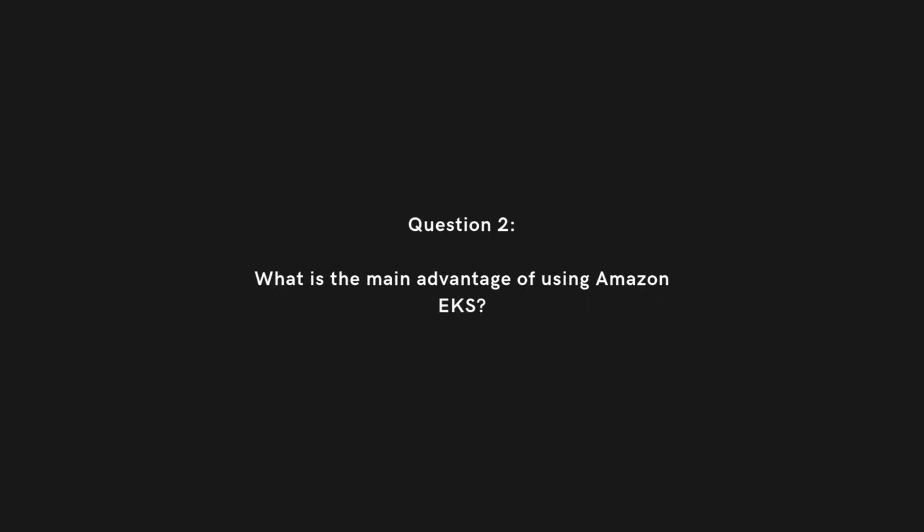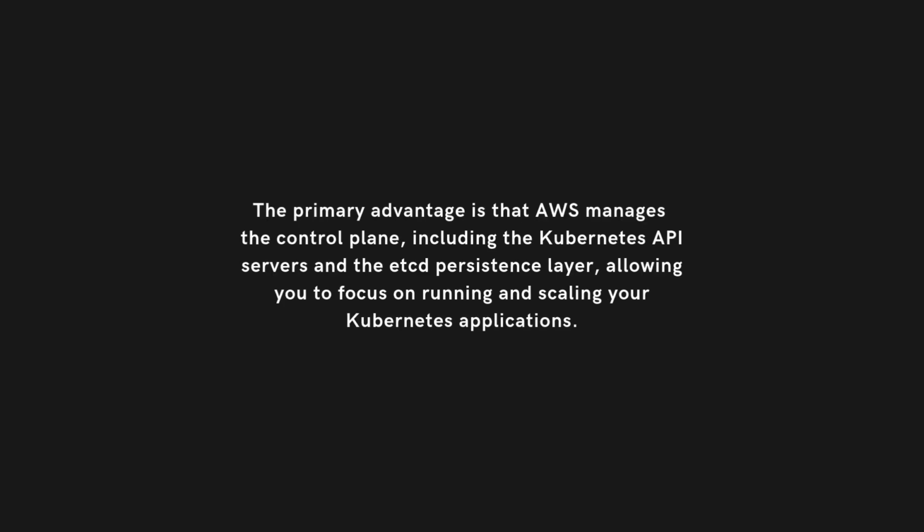2. What is the main advantage of using Amazon EKS? The primary advantage is that AWS manages the control plane, including the Kubernetes API servers and the etcd persistence layer, allowing you to focus on running and scaling your Kubernetes applications.